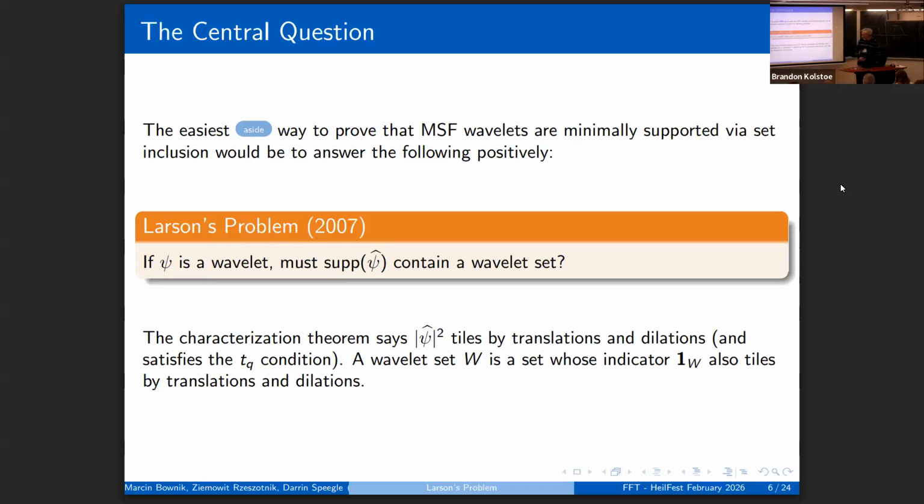So I'll just point out that the characterization theorem says that the modulus squared tiles by translations and dilations. So we're asking, in particular, whether a non-negative function that tiles by translation and dilations, does its support contain a wavelet set? This would be a strictly stronger question, because we also have TQ that I'm never exactly quite sure how to incorporate into these arguments. So this is a strictly stronger question.